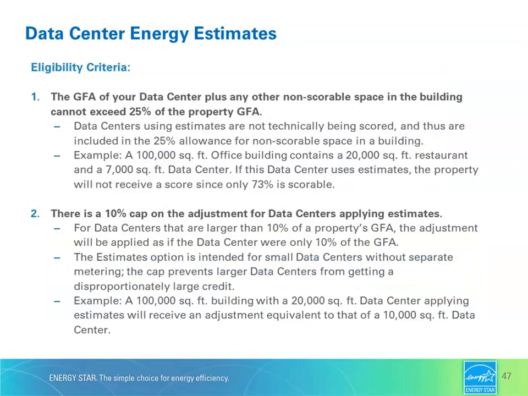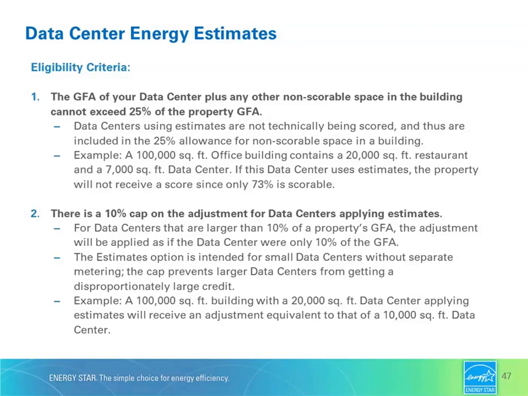So let's go over the eligibility criteria and some other rules for using the data center energy estimates. Firstly, the total gross floor area of any data center using estimates, plus the area of any other non-scorable space in the building, needs to be no more than 25% of the total property gross floor area. For more seasoned Portfolio Manager users, you're probably aware of the rule that limits the amount of non-scorable space in a building to 25%. Above that, the building won't receive a score. So in this case, applying data center energy estimates essentially is turning your data center into non-scorable space, so it needs to be included in that 25% maximum.